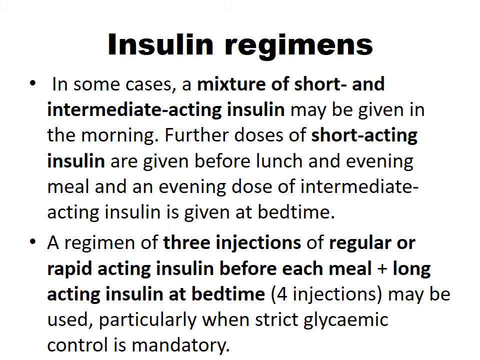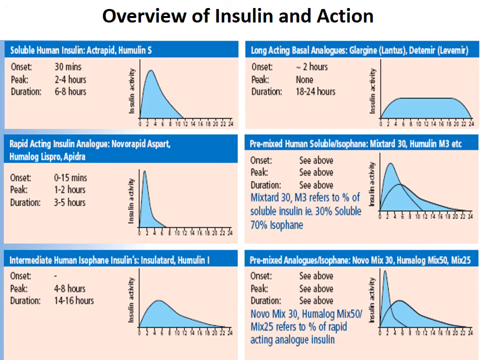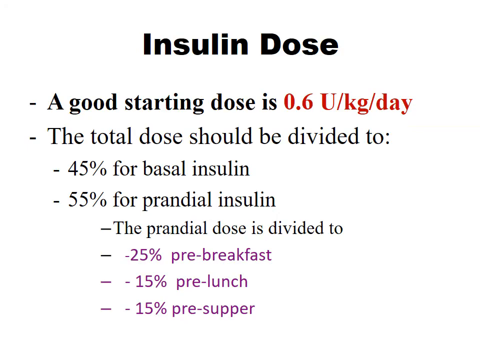during sleep. A regime of 3 injections of regular rapid-acting insulins before each meal, plus long-acting insulin at bedtime may be used. Overview of insulin action. This picture shows the types of insulin and their onset, peak, and duration of action. How to calculate the insulin dose required for the diabetic patient.